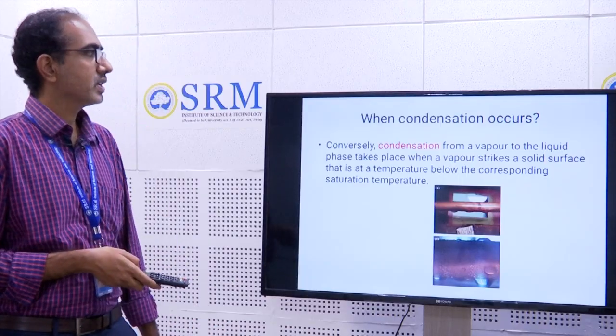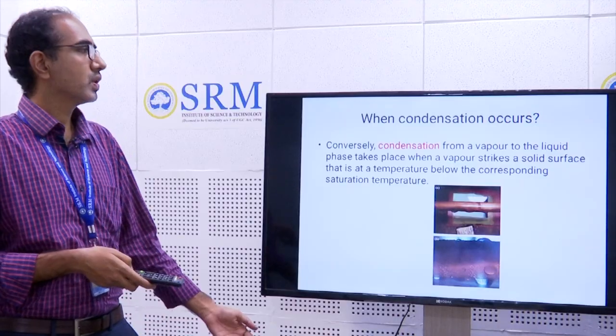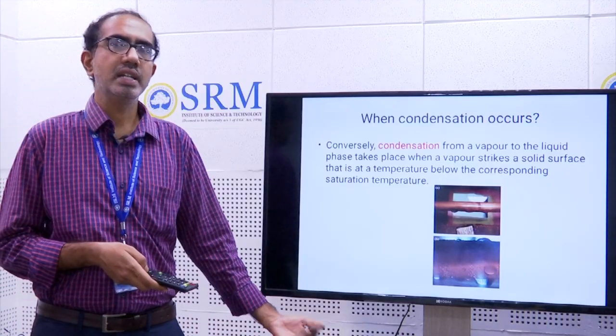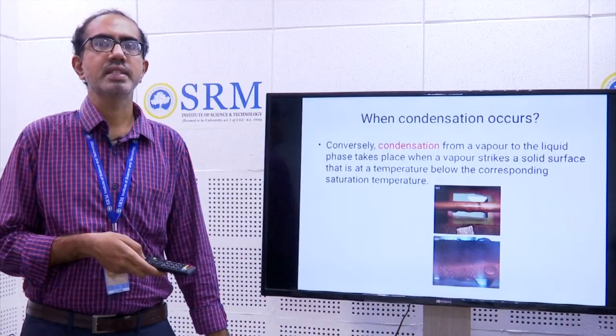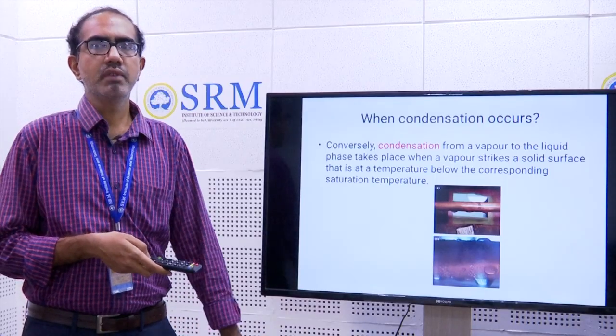Condensation is the vice versa of boiling, in which the vapor state is changed to a liquid state. Here also we need a surface and a liquid, but the surface temperature will be less than the fluid temperature.